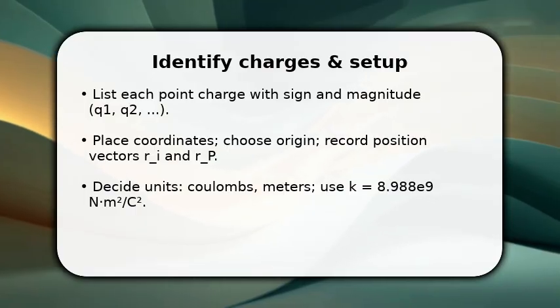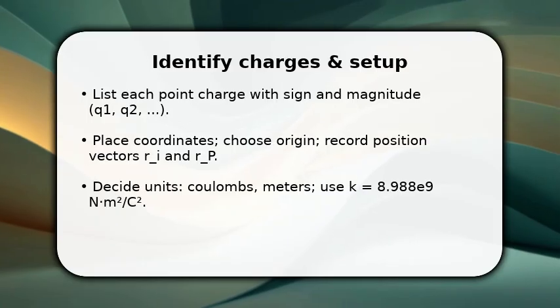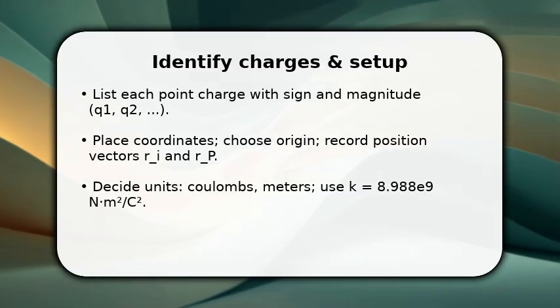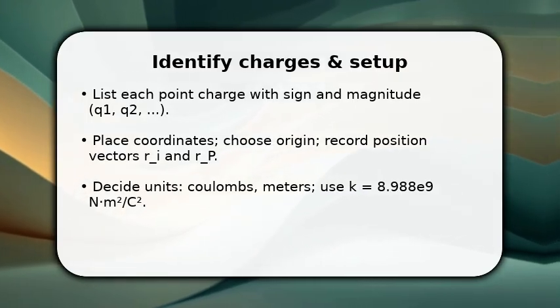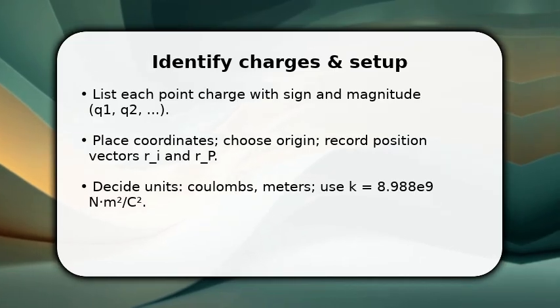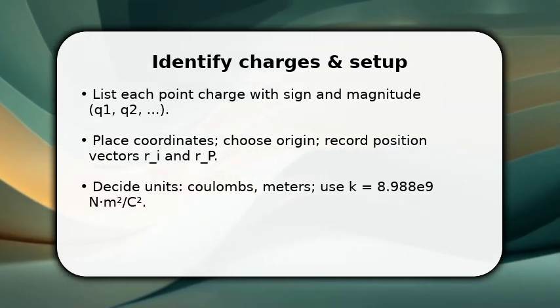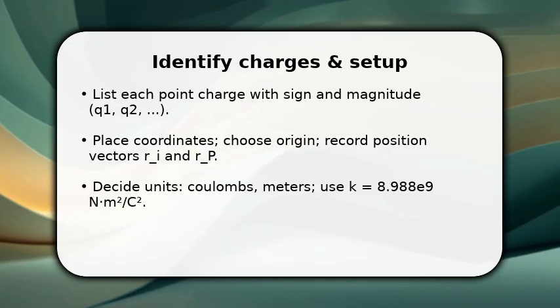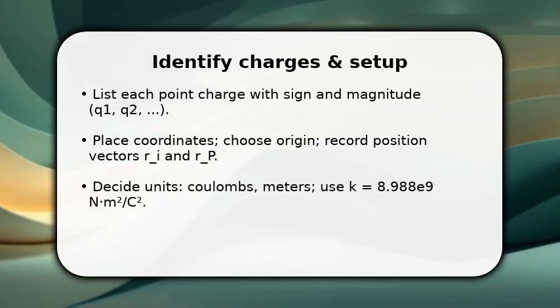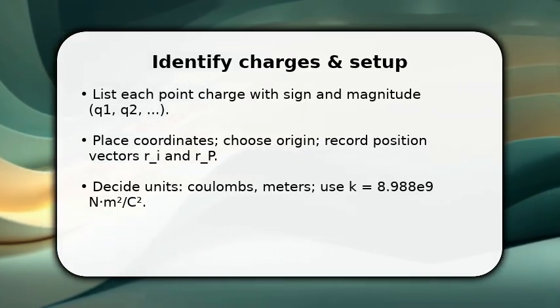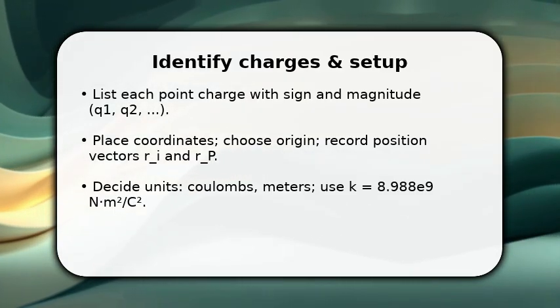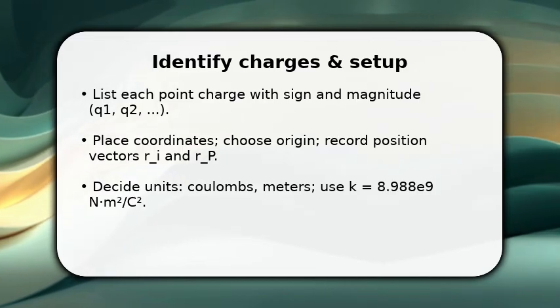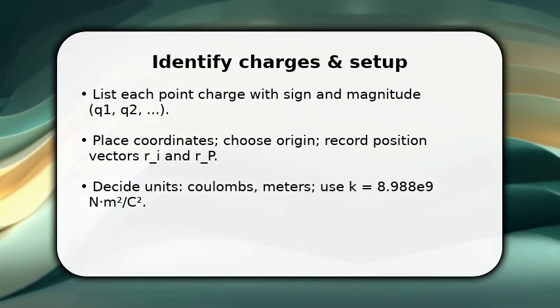You start by listing every charge and marking their coordinates. Do this immediately. Next, set an origin and write each position vector Ri and the field point Rp so you have displacement vectors Rp − Ri. Then compute the distance r = |Rp − Ri| and the unit vector r̂ = (Rp − Ri)/r. These steps let you apply Coulomb's law directly.